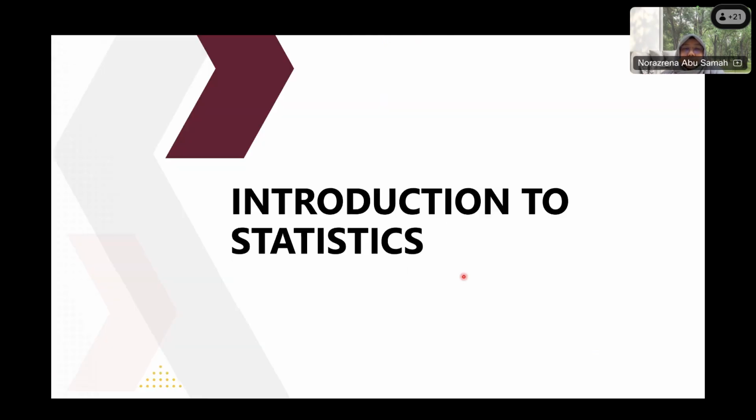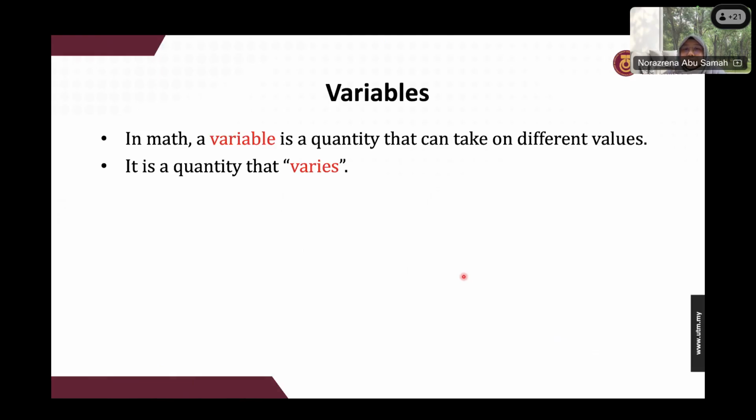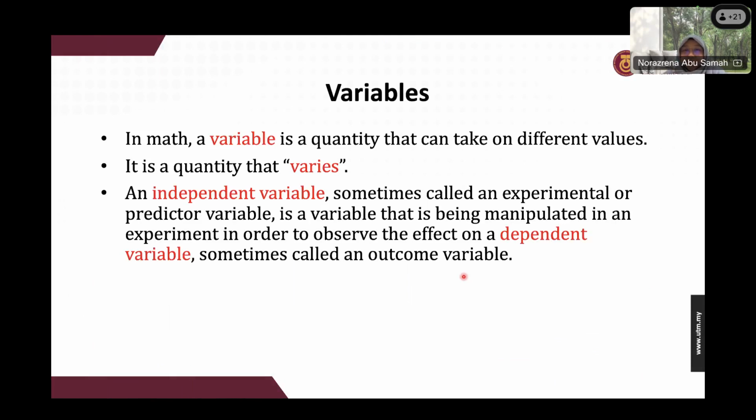Okay, and then let's go to the introduction to statistics. The first one is variables. In maths, a variable is a quantity that can take on different values. It is a quantity that varies. An independent variable, sometimes called an experimental or predictor variable, is being manipulated in an experiment in order to observe the effect on a dependent variable, sometimes called an outcome variable. It can have a few names, but the important thing is there is the independent and also the dependent.